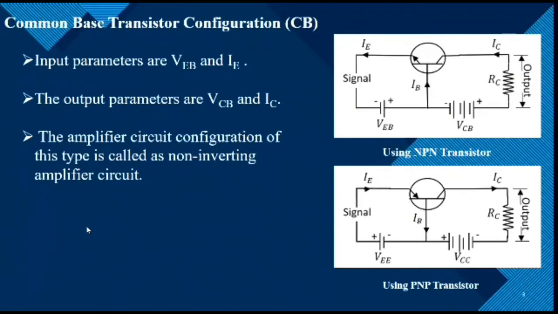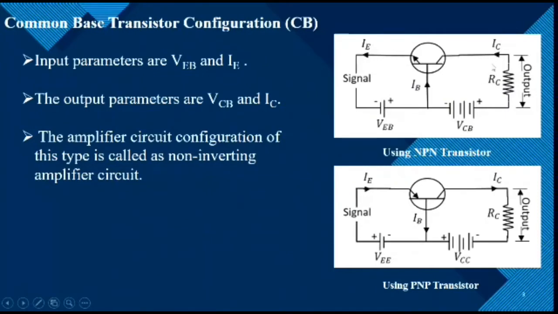The name itself implies that the base terminal is taken as common terminal for both input and output of the transistor. The common base configuration for both NPN and PNP are shown here. The input is applied between the base and emitter terminals, while the output is collected between the base and the collector terminals. Here, the input parameters are VEB and IE, whereas the output parameters are VCB and IC.